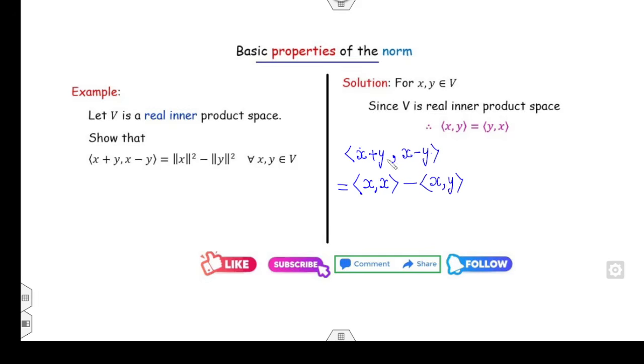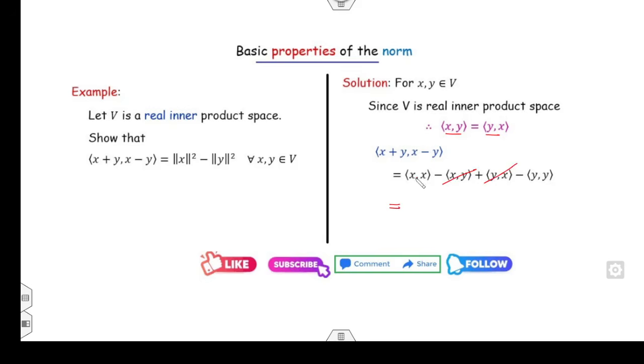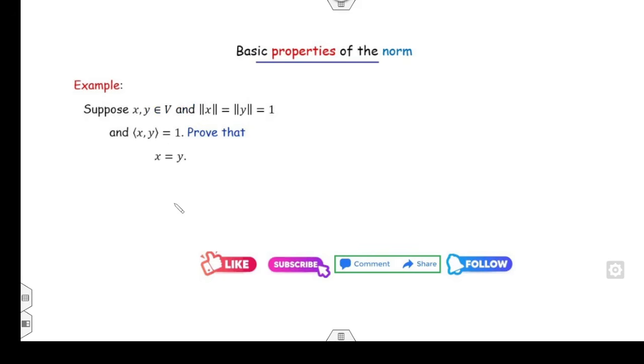Clear? Then y, we will do plus y and x, and then plus minus is minus y and y. Is it okay? Fine. Now fill in the values. Which values are given? x and y, and x are the same, so that value will be cancelled. How can you write in terms of the norm? This value is the norm of x square minus norm of y square, which is the required proof of the second property.